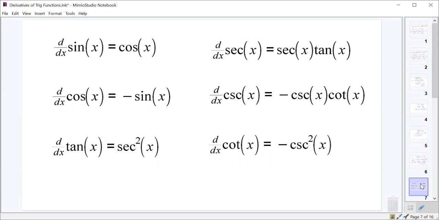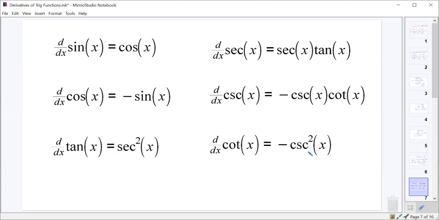So the derivative of sine is cosine, the derivative of cosine is negative sine. Those 2 are probably pretty easy to remember. The derivative of secant is secant tangent. The derivative of cosecant is negative cosecant cotangent. So those 2 are pretty similar also, right? The secant one is secant tangent, and the cosecant one is negative cosecant cotangent. And then the derivative of tangent is secant squared, and the derivative of cotangent is negative cosecant squared. So we can see that those are related also, similar.